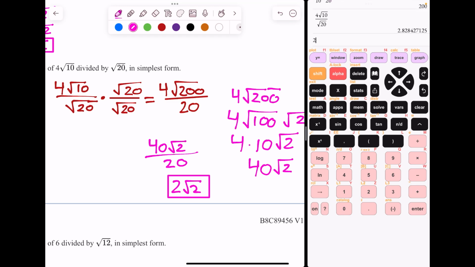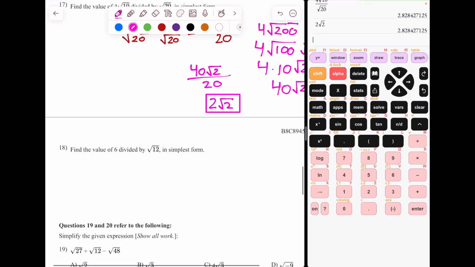And then I am going to type in my answer, and I'm going to check to make sure they get me the same number, which they do. Perfect. Let's go look at number 18.